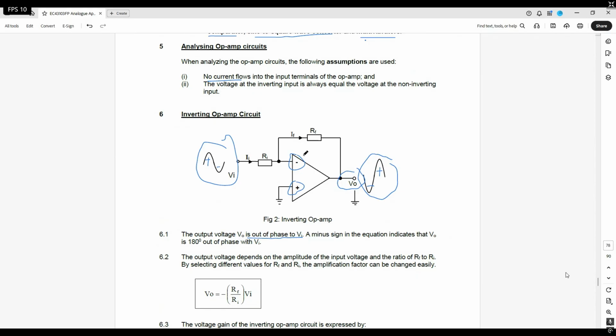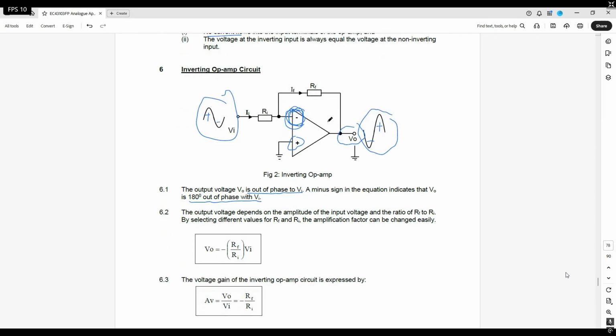Take note, because now your input is connected, so to speak, to the inverting input. Inverting input, be careful. So over here, that's what I just explained: 180 degrees out of phase between the input waveform and the output waveform. Please take note, and that's because it's connected to the inverting input. Then move on.